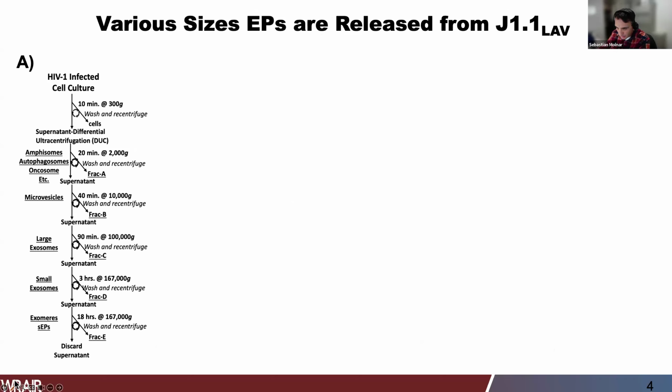The last spin was for 18 hours at 167,000 g force to obtain particles in the size range of exomeres, and these particles are in fraction E. So from now on, I will refer to them as fraction A through fraction E, which represent different subpopulations of extracellular particles.